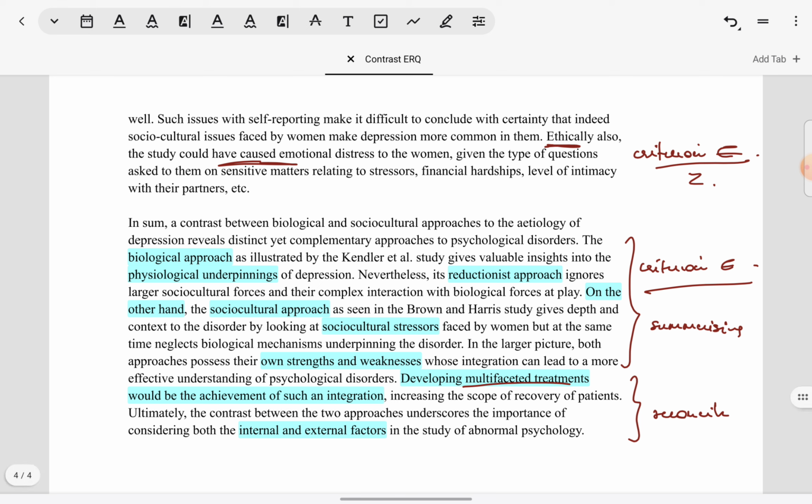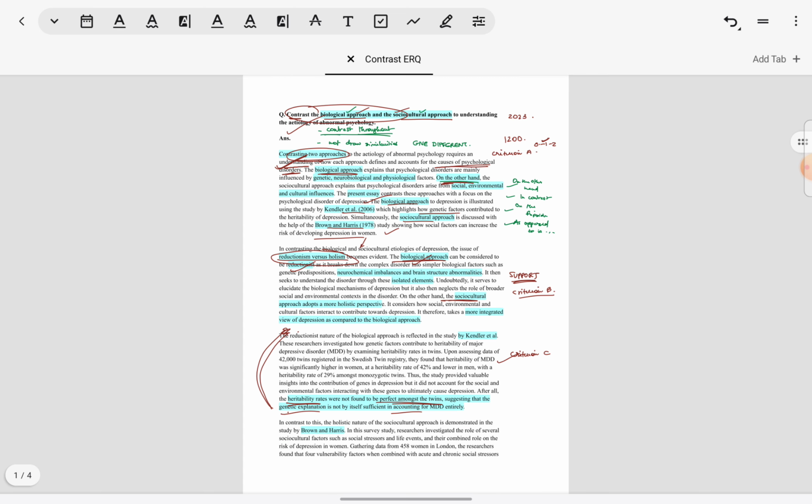So that is how we can conclude, by reconciling at the point of integration of both, by showing that there is a lot of contrast between them, but this contrast also makes them complementary and very useful for further treatment, which is the ultimate goal of studying abnormality. Okay, so in this I have explained to you how different criteria should be met and how a contrast answer should be presented. It's a supplementary lesson.